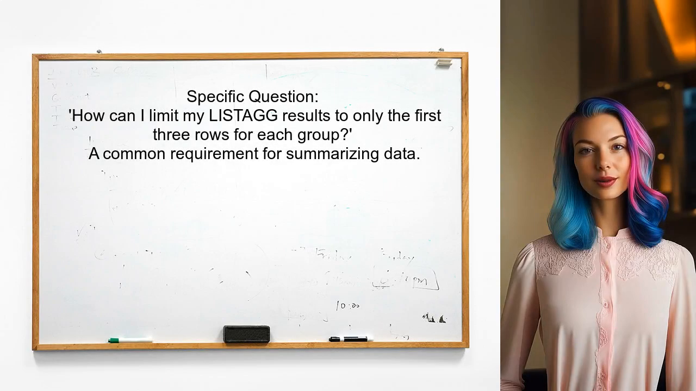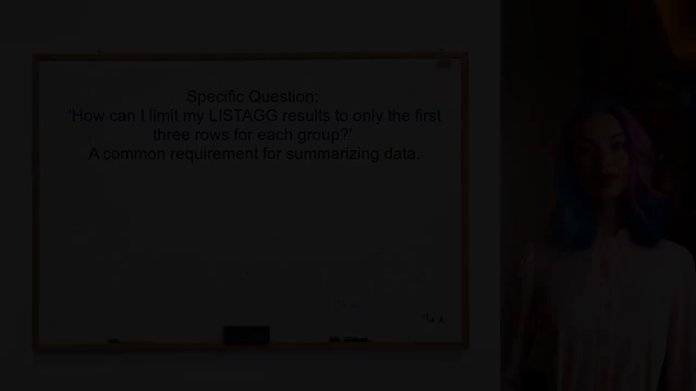Let's dive into the specific question at hand. One user asked, how can I limit my LISTAGG results to only the first 3 rows for each group? This is a common requirement when you want to summarize data without overwhelming your results.